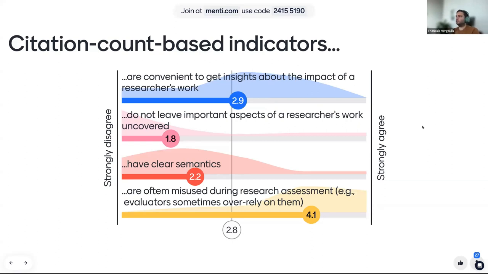Okay, I think that we have already collected about 30 responses, and it seems like a lot of people, maybe almost most of the people, believe that indicators for impact that are based on citation count provide some useful insights. But on the other hand, it is also evident that they cannot cover the full spectrum of researchers' activities. And also most people agree that the semantics of these indicators are not always clear.